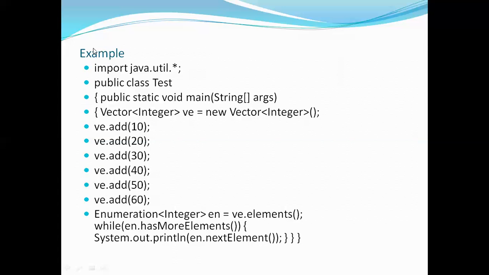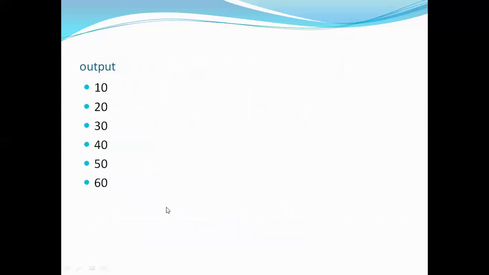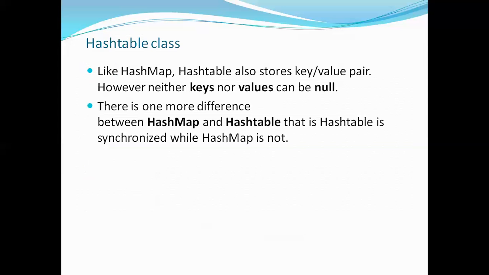So here it has added all these 10 to 60. So it will print all these 10 to 60 one by one. So this is how you'll use vector and also enumerator to print the elements. So now let's see the next class, that is called the hash table class.